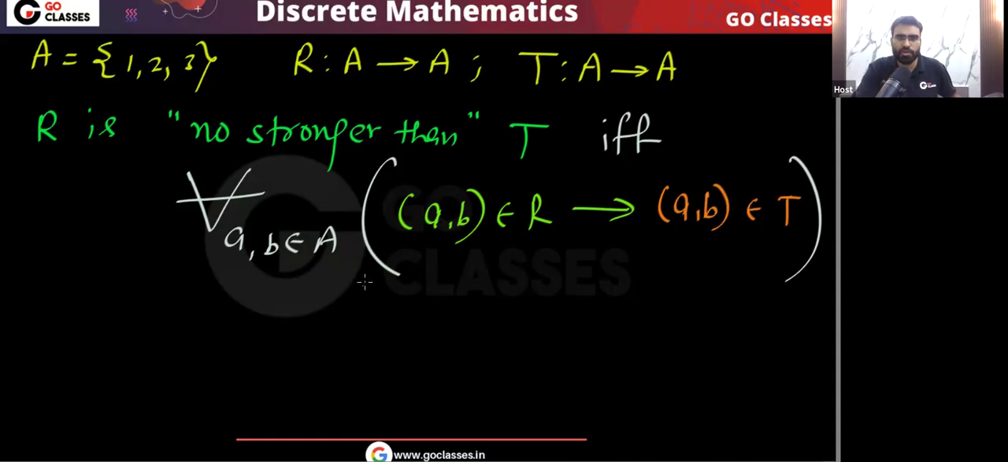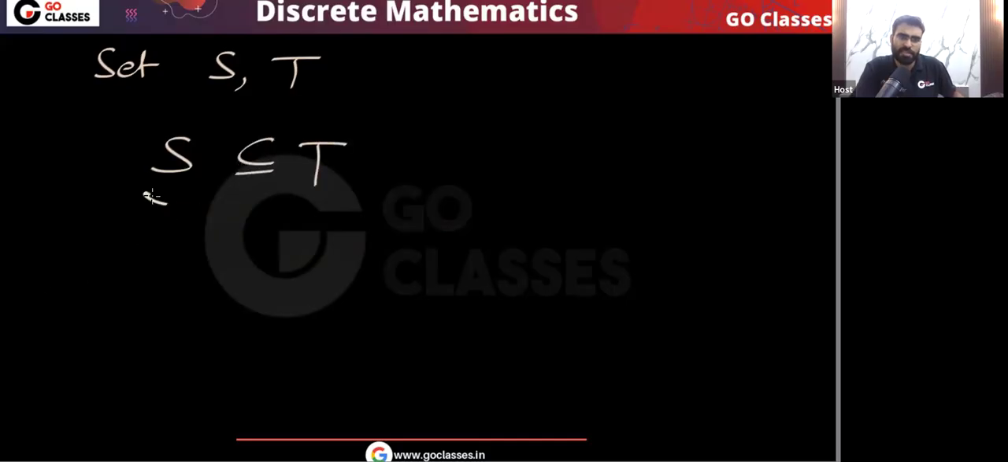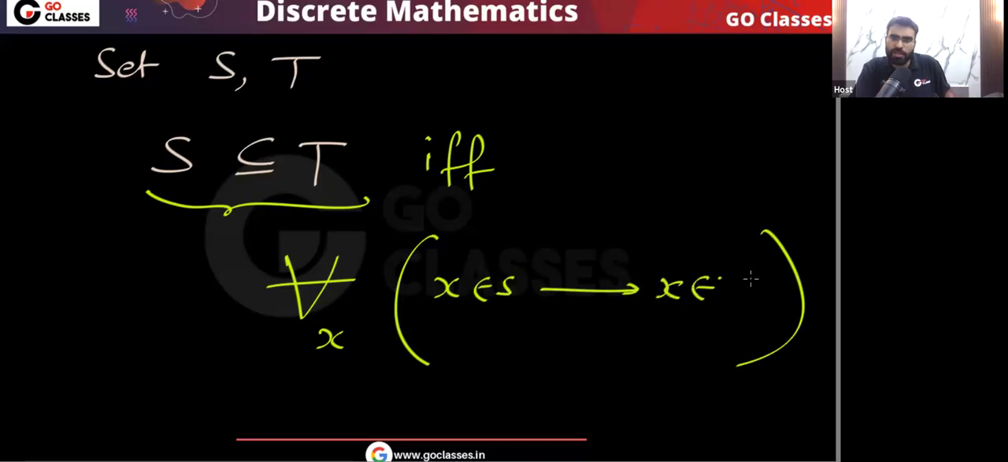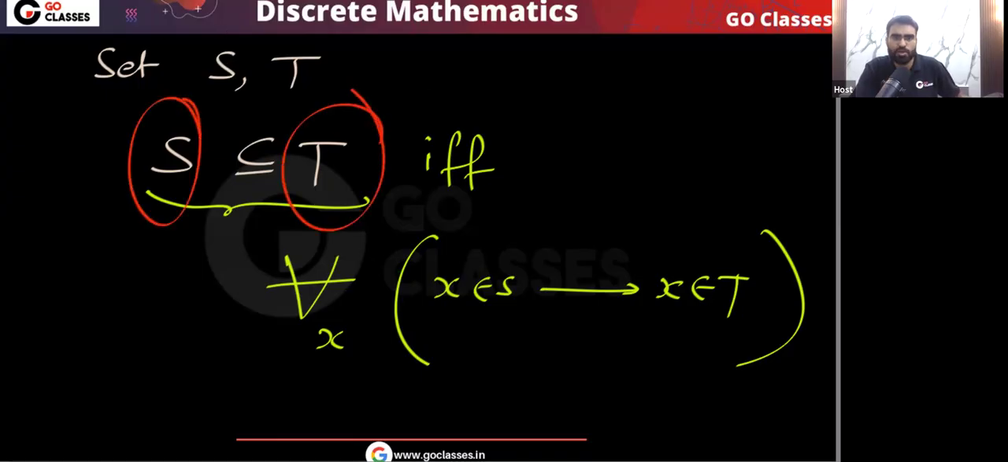This is actually the definition of subset, if you remember. If you have two sets S, T, what is the definition of S is a subset of T? S is a subset of T if and only if, for all elements X, if it belongs to S, then it also belongs to T. Every element of S is also in T.